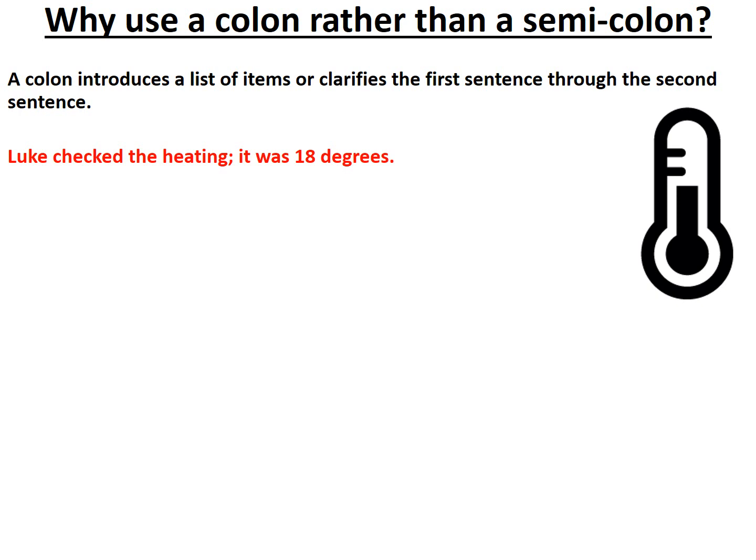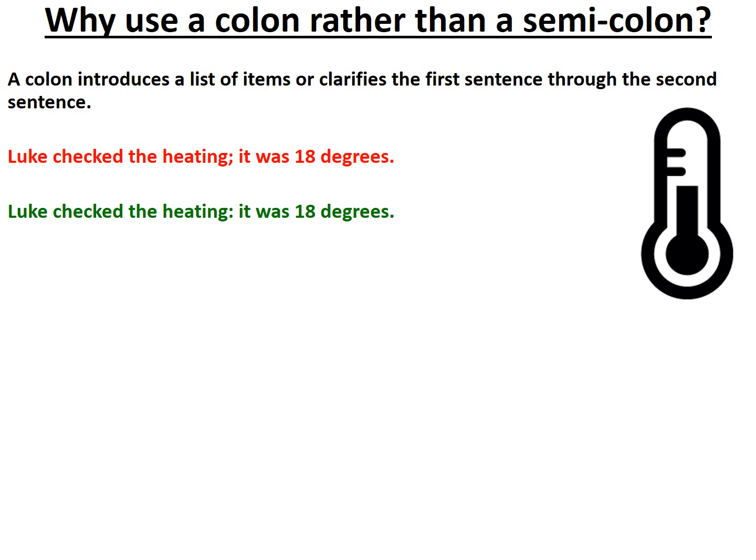As you can see, what follows after the semicolon is not really an independent clause. It's referring to the heating. So a colon is much better placed when we write: Luke checked the heating: it was 18 degrees. I'm referring back to what his check on the heating told him.